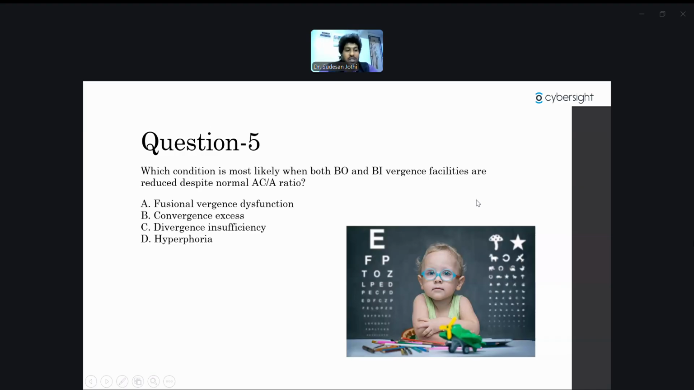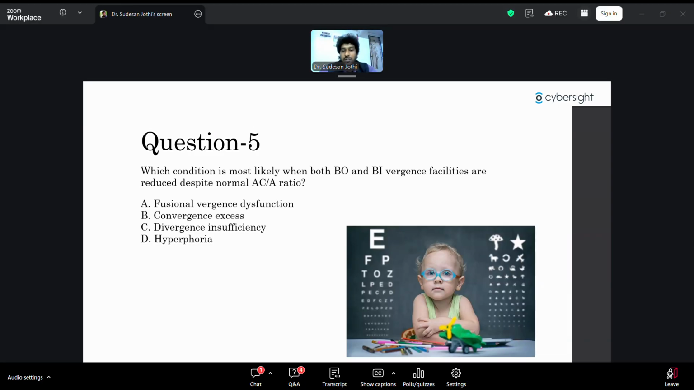And our final question describes a patient with a normal AC/A ratio. Which condition is most likely when both base out and base in vergence facilities are reduced despite a normal AC/A ratio?